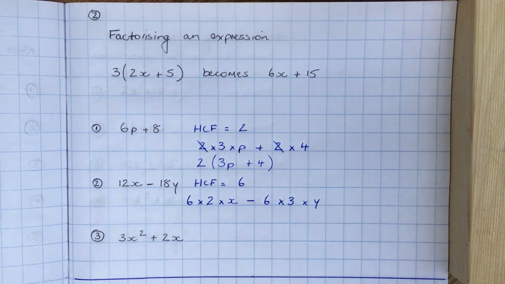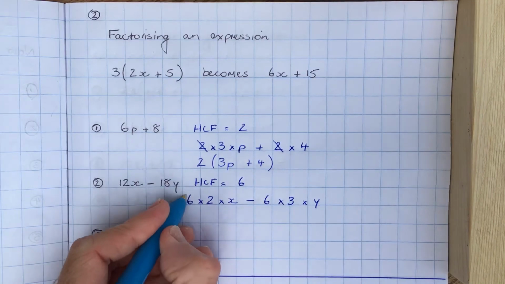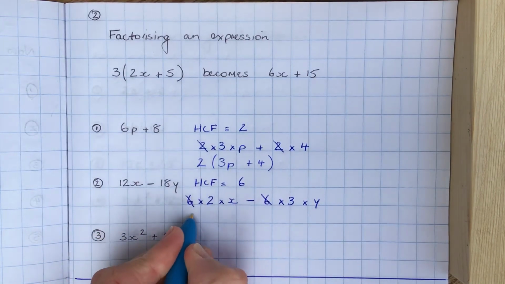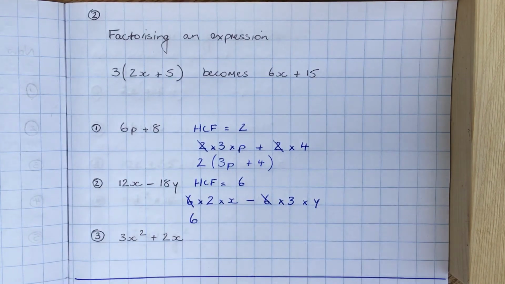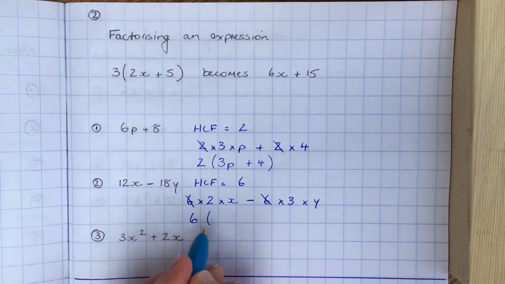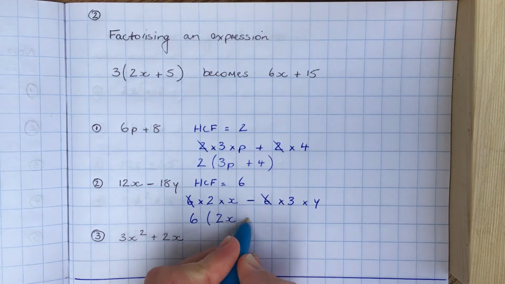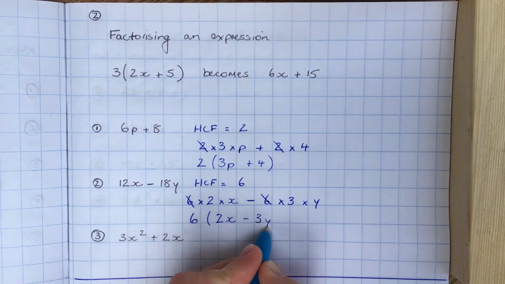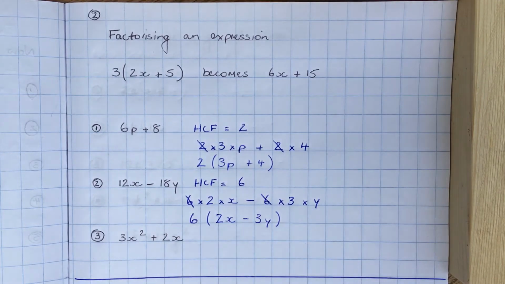Again, as before, what's common on both sides? Well, we've got a 6 common on both sides, so we write that down, and there's nothing else common on both sides, so we put that into a set of brackets. And our bracketed question was 6 lots of 2x minus 3y.